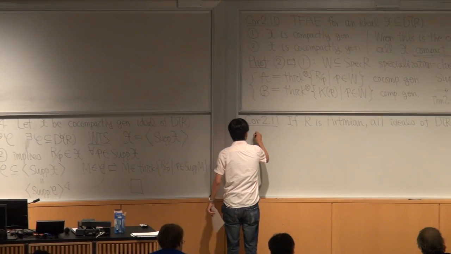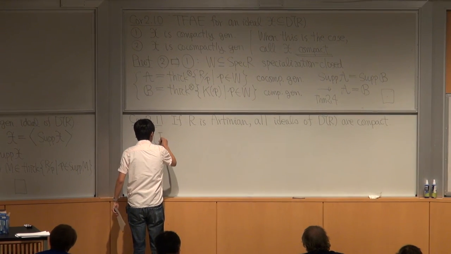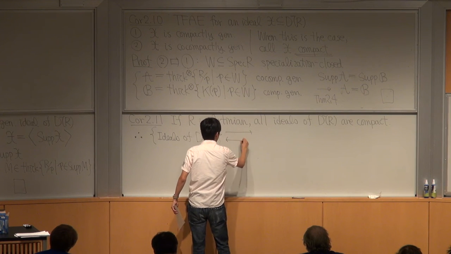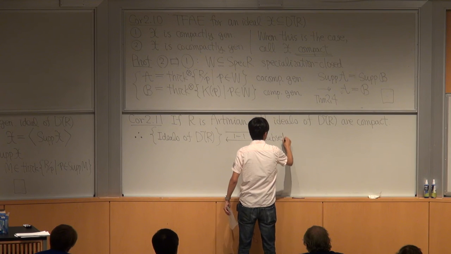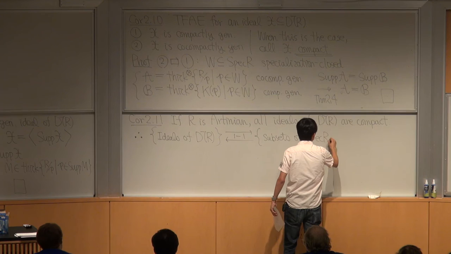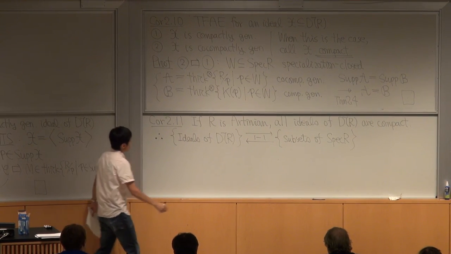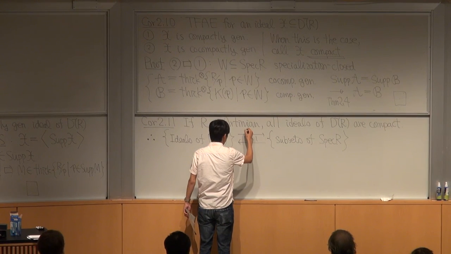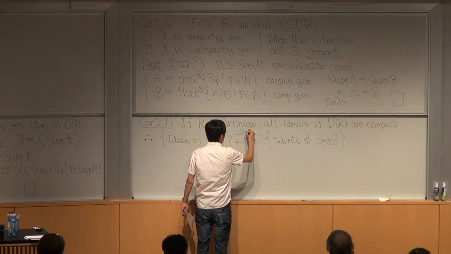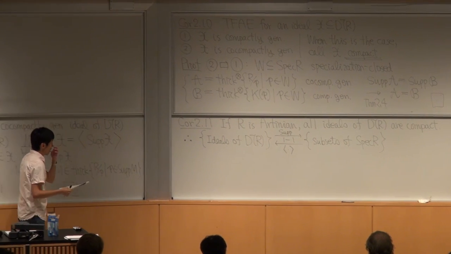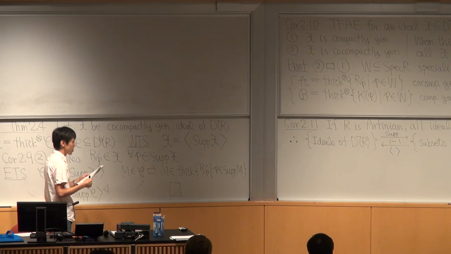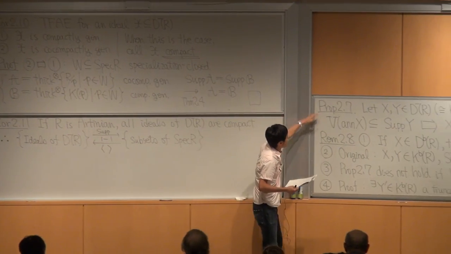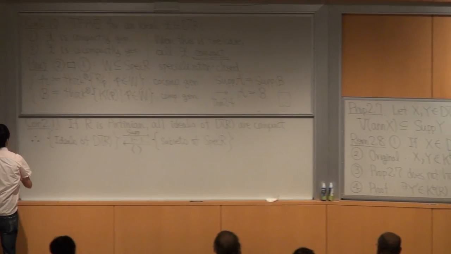Consequently, there is a one-to-one correspondence between the set of ideals of D^-(R) and subsets of Spec R. In the Artinian case, any subset of Spec R is specialization closed. The maps are given the same as in theorem 2.4. So in the Artinian case, by using this corollary, everything is clear about ideals of D^-(R). I don't have enough time to explain the proof of this corollary, but just using proposition 2.7 and the Chinese remainder theorem, we can show it.